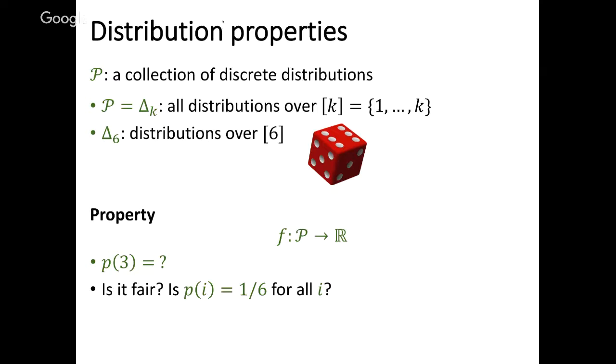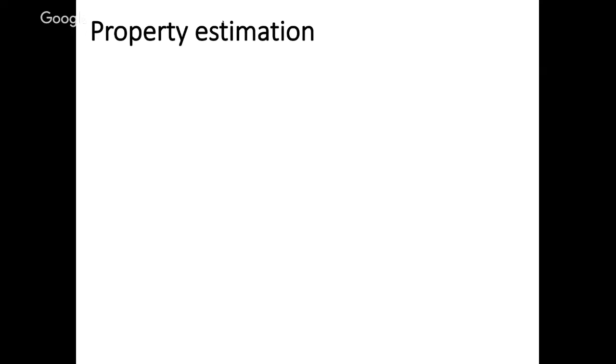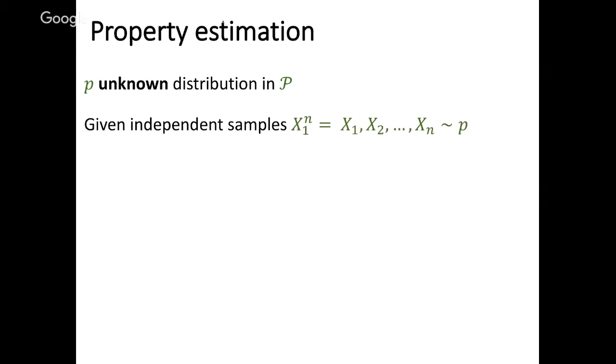And how are we going to decide it? So the framework is going to be the framework of property estimation, where we will assume that the source of the samples that we are observing is an unknown distribution P from this collection calligraphic P that we know. And we are given n independent samples from this distribution P. And given these samples, the goal is to estimate the property f of P. So for example, we roll the die a bunch of times. We may want to know what's the probability of 3. That will be the thing we want to estimate.